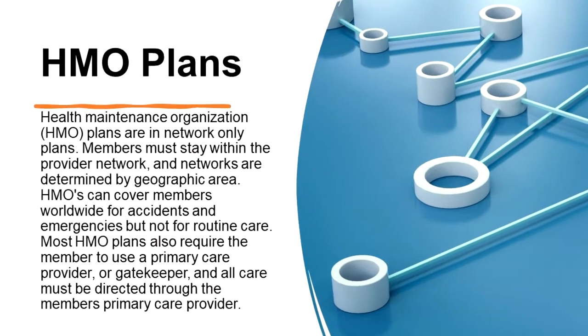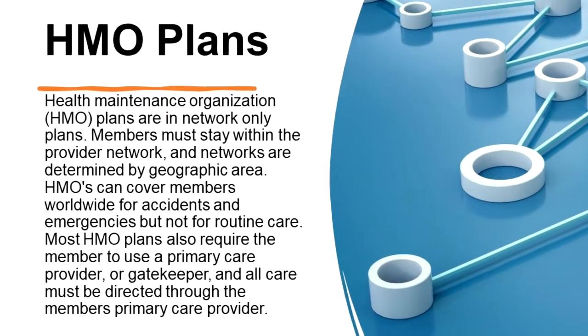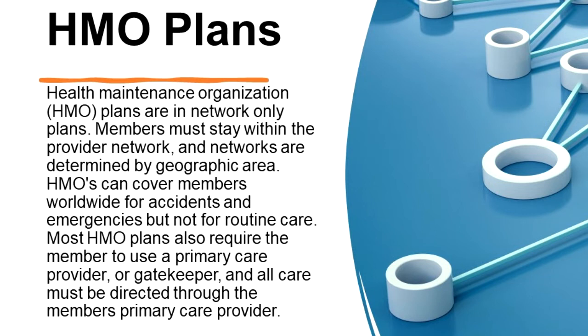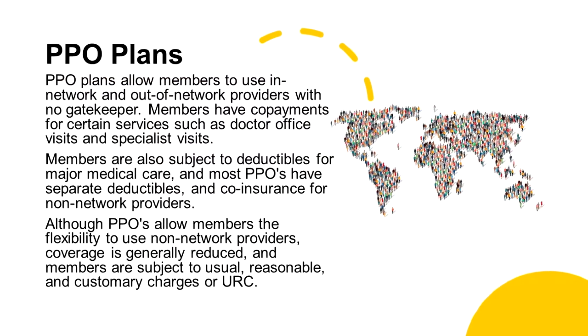HMO plans. Health Maintenance Organization plans are in-network only plans. Members must stay within the provider network, and networks are determined by geographic area. HMOs can cover members worldwide for accidents and emergencies, but not for routine care. Most HMO plans also require the member to use a primary care provider, or gatekeeper, and all care must be directed through the member's primary care provider.